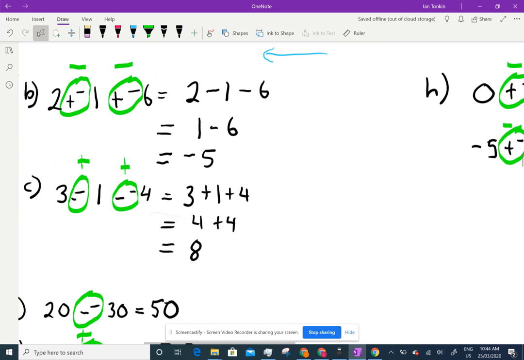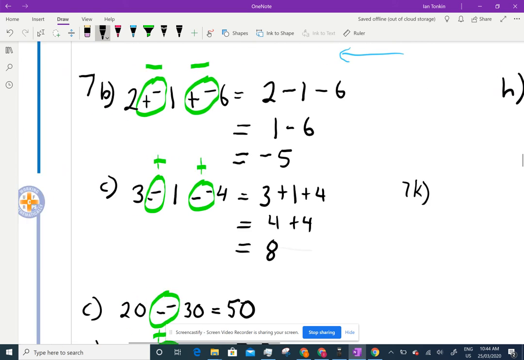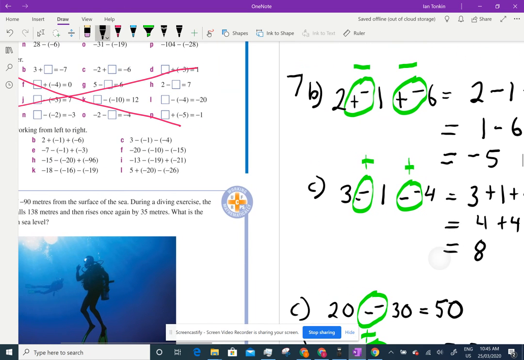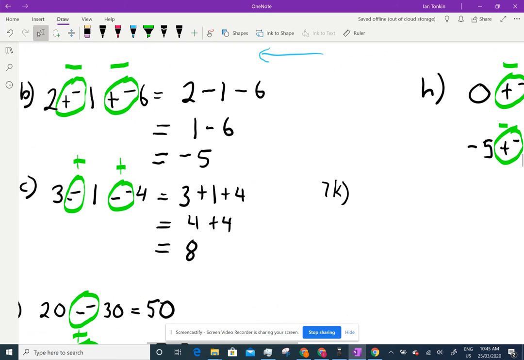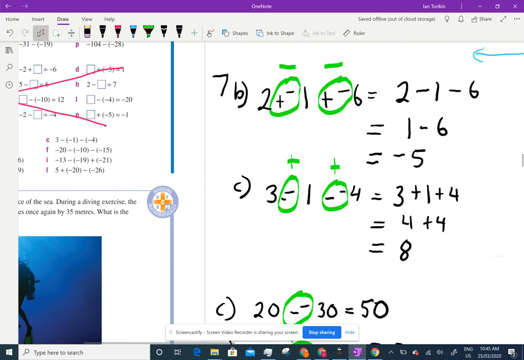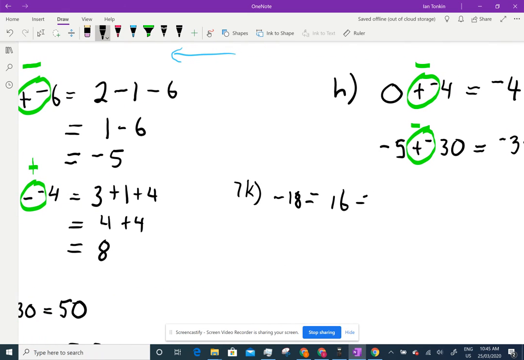All right. You do the other ones, and I'm now going to do K and L. I want you to have a go at K and L and see how you go. So here's 7K. You go away and do them, pause the video and come back. So K, negative 18 minus negative 16 minus negative 19. And again, when you see this, it's easy.